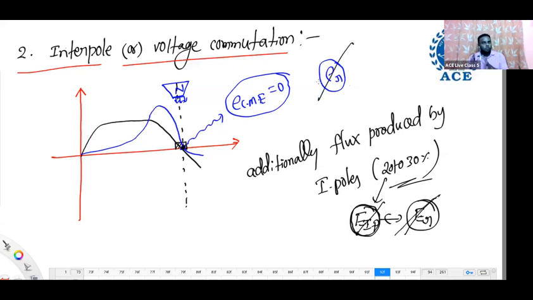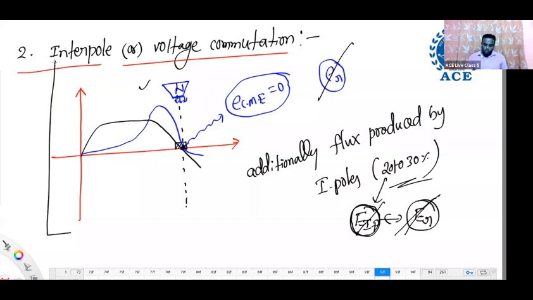Now is there any voltage present in the coil? No voltages. If there are no voltages present, is there any opposition for current reversal? No opposition. Then current reversal takes place smoothly. By using interpoles, we cancel the reactance voltage using the additional EMF due to interpoles. That's why we call it voltage commutation.